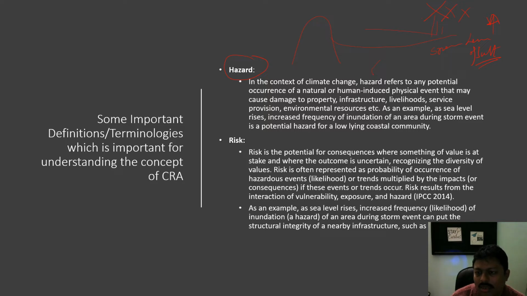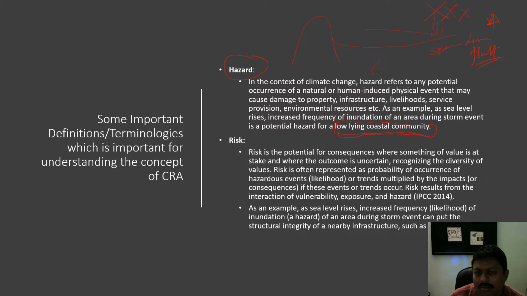You see, they have given an example. When there is a sea level rise, there is increased frequency of inundation of an area. Inundation means submergence of an area during a storm event or a sea level rise. A low-lying coastal community is under potential hazard. That means their livelihood will suffer.